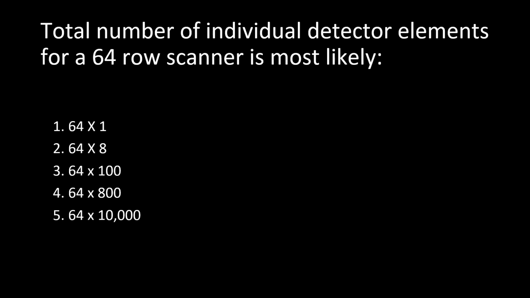The total number of individual detector elements for a 64-row scanner is most likely what? 64 by 1, by 8, 100, 800, or 10,000? The best answer is number 4. They range from about 650 to 800-ish elements per row.